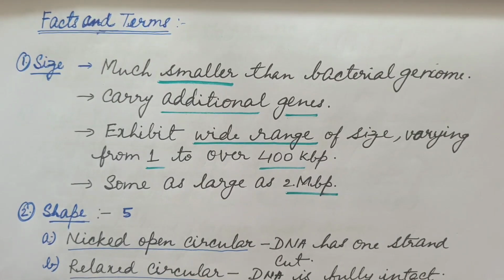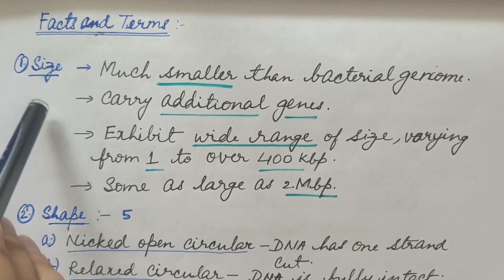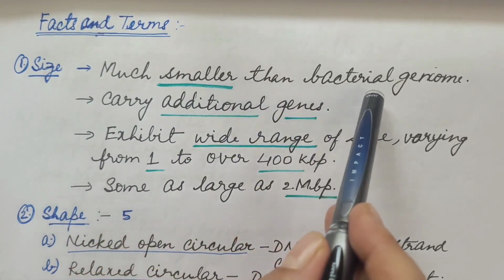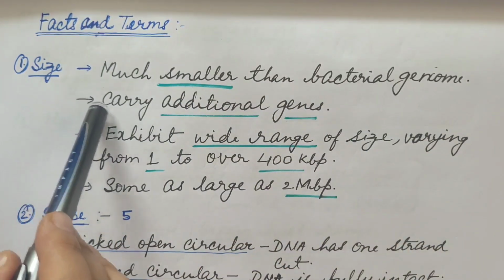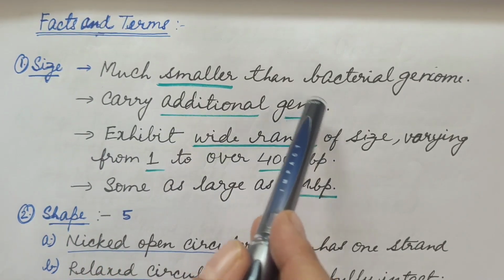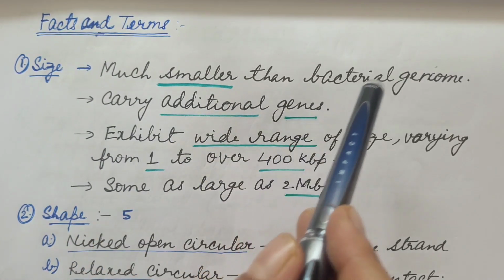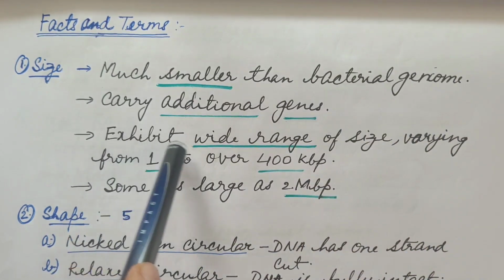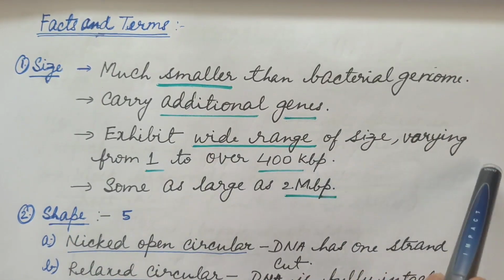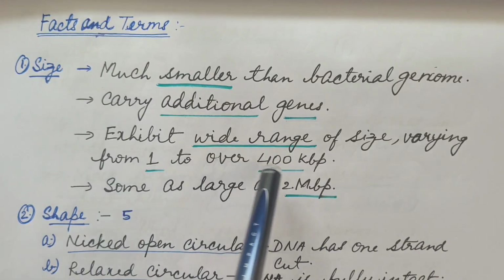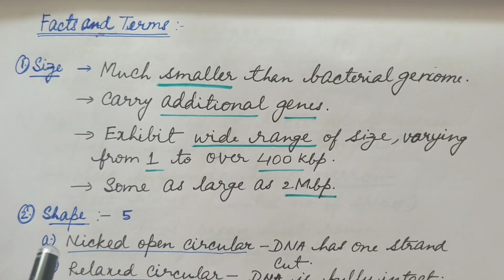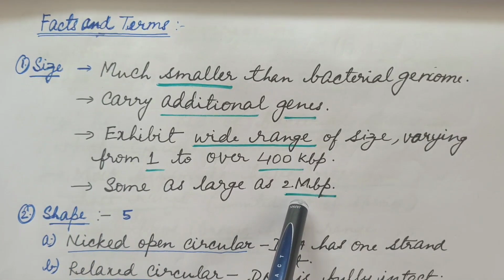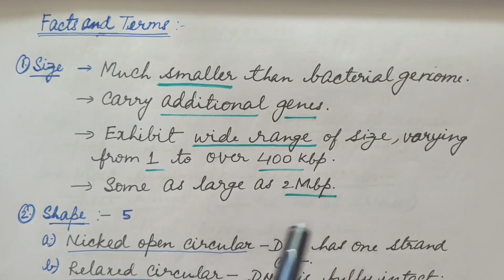Now the facts and terms related to plasmids. First is size. Plasmids are much smaller than bacterial genome. These carry additional genes, in addition to the vital genes that are present in bacterial genome. These exhibit a wide range of size varying from 1 to over 400 kilobase pair. Some are as large as 2 megabase pair. These are known as megaplasmids.